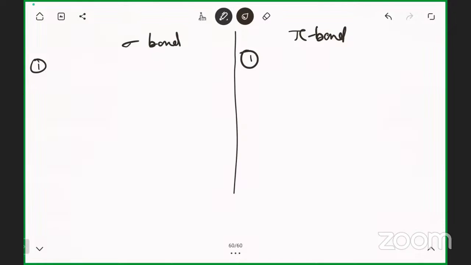See, in sigma, it was head on head overlapping, and in pi, side by side. So, the basic difference: sigma is head on head and pi is side by side.